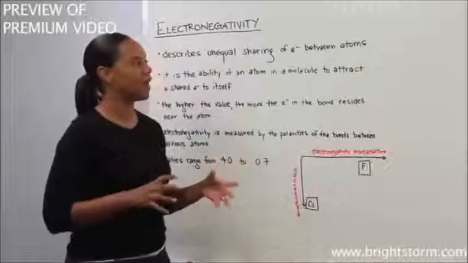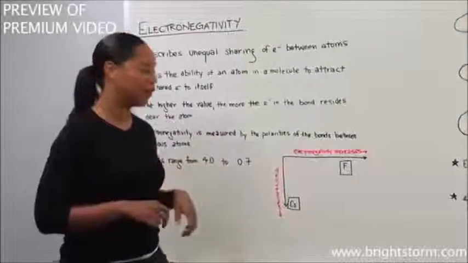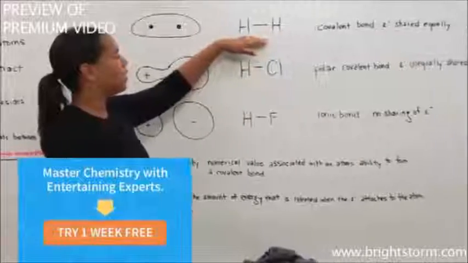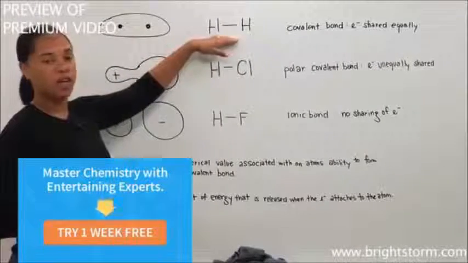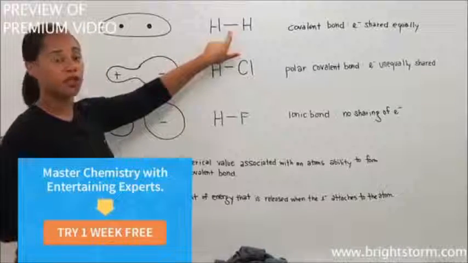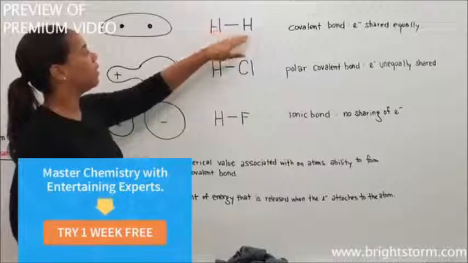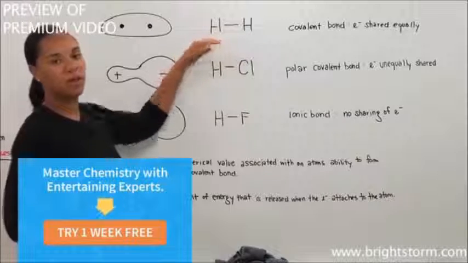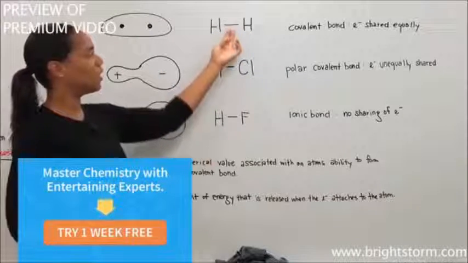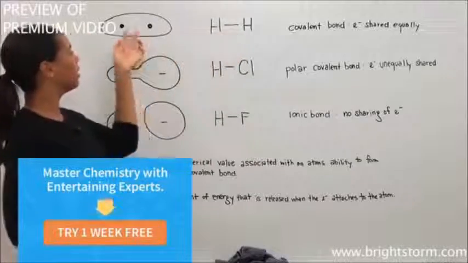Okay, so let's look at that a little in diagram form, if you will. Here I've depicted a bond between hydrogen and hydrogen. Remember that this line here is representative of two electrons, right? So here in this bond, these two elements are the same. No one is more popular than the other with the electron. So the two electrons here are equally shared, as depicted here, okay?